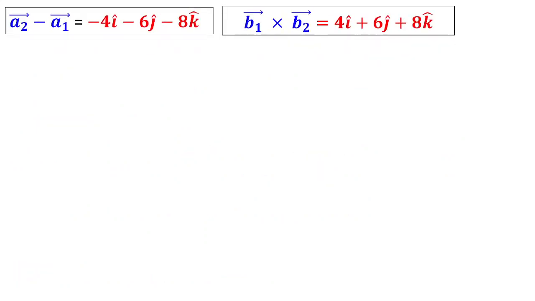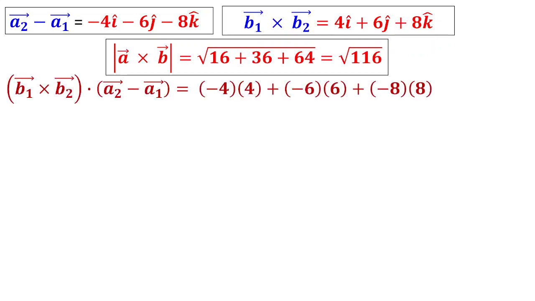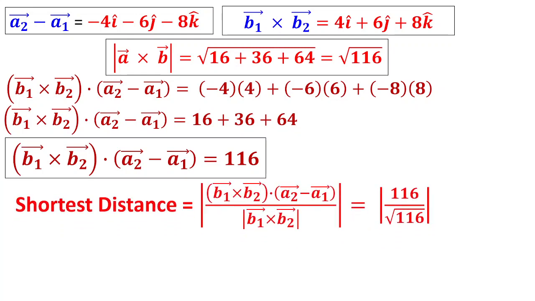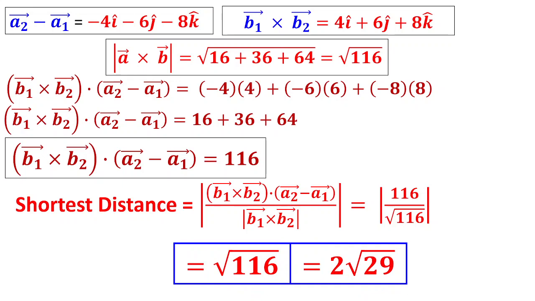Now I am keeping everything ready. What is the next one I have to find? I have to find the dot product. Dot product of B1 cross B2 dot A2 minus A1. Simply multiply the corresponding components: minus 4 into 4 plus minus 6 into 6 plus minus 8 into 8. Highly interesting, you will get minus 116. Put it in the formula, 116 by root 116. Therefore, the answer is root 116. You can leave it as it is. Otherwise, you can write it as 29 into 4. Therefore, 2 root 29.